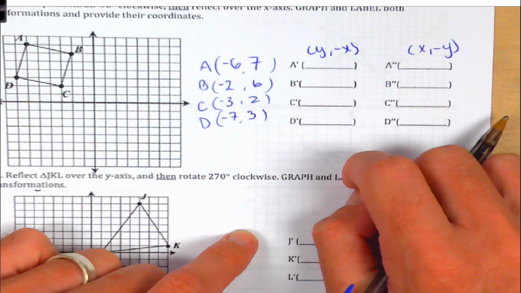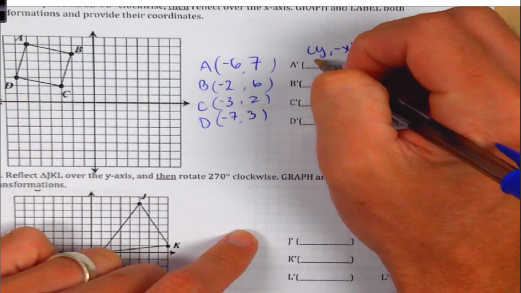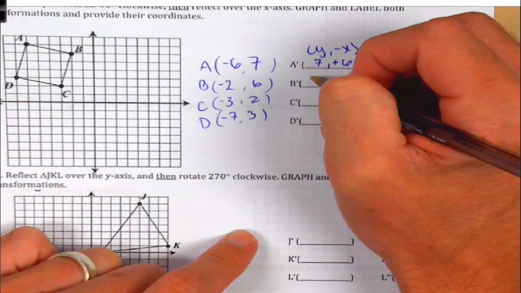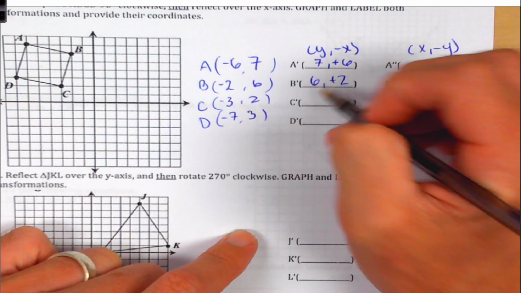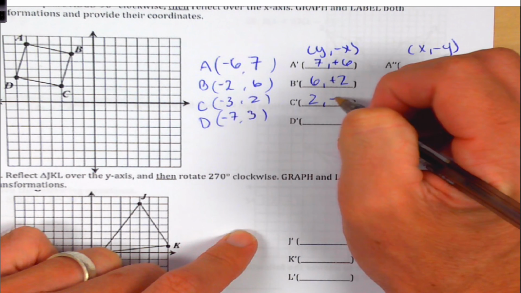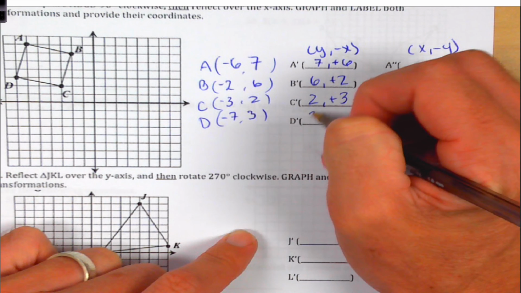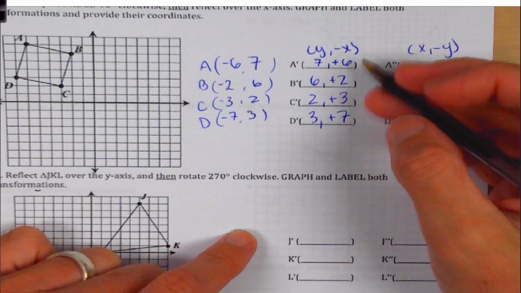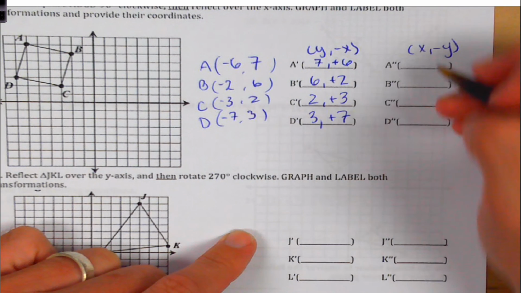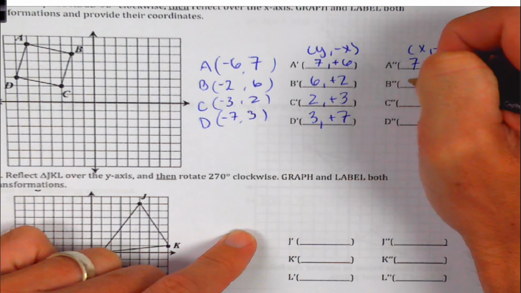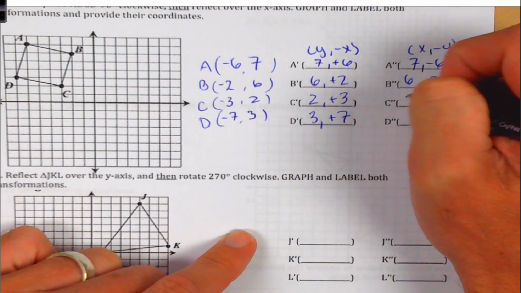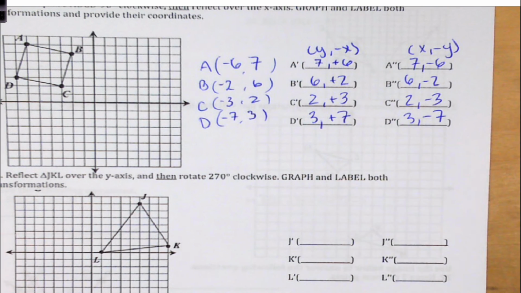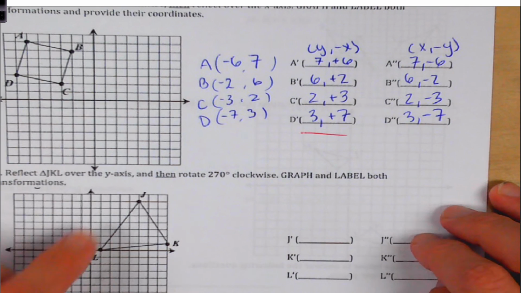Okay, so let's just apply the rule. We're going to switch them, and the back one becomes different signs. That's going to be 6, and +2, and then this is going to be 2, and that becomes positive, and this is 3, and then the back one becomes positive. So that should be my rotation, and then here I'm just going to change my y value. So 7 minus 6 now, 6 minus 2, 2 minus 3, and 3 minus 7. I'll do this one in pink, and we'll see where we get.